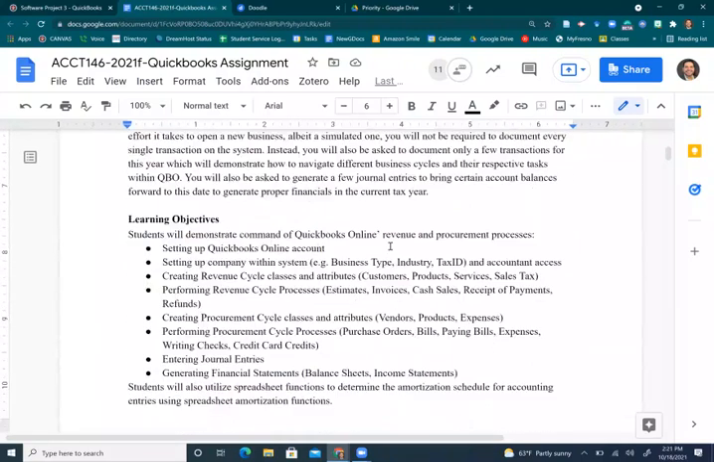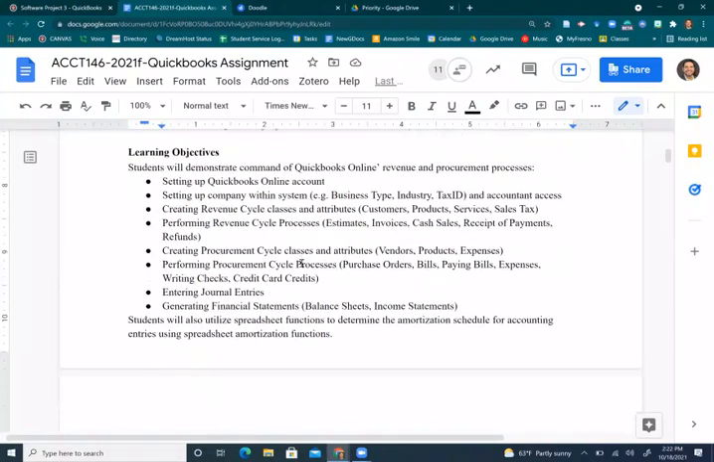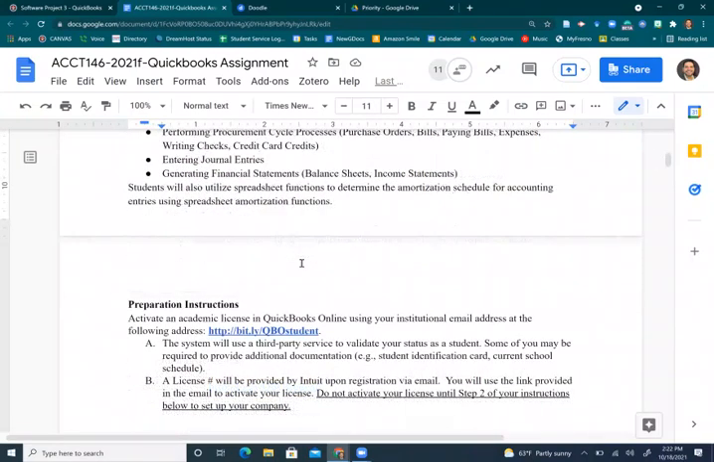Our learning objectives are going to be, number one, to go through the revenue cycle and the procurement cycle, and do some entries that are a little bit off, but still within the cycles. We're going to be focusing on setting up the entities on all those cycles, such as vendors and customers. We're also going to create our own accounts, including depreciation accounts, asset accounts, liability accounts, etc. We'll be performing revenue cycle processes, some entities and processes, like estimates, invoices, vendors, purchase orders, bills, journal entries, and generating those financial statements.